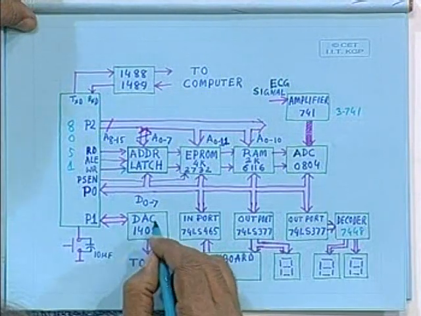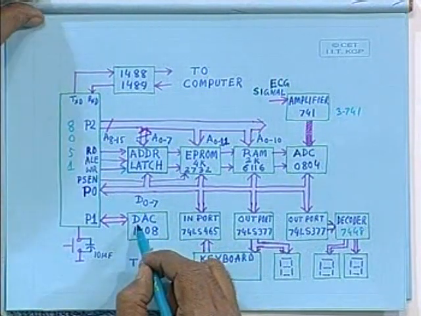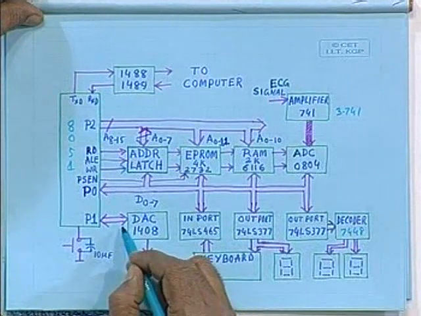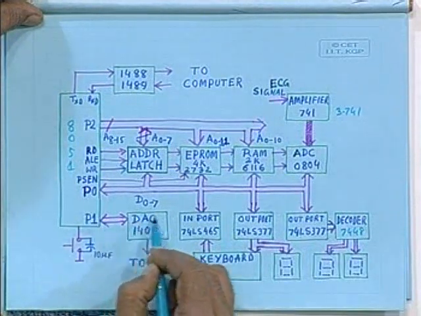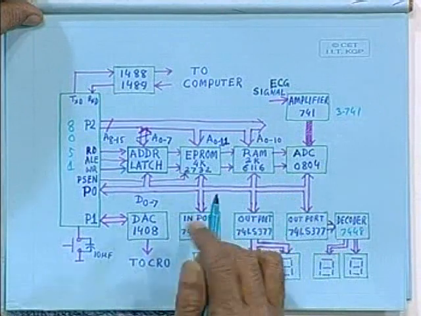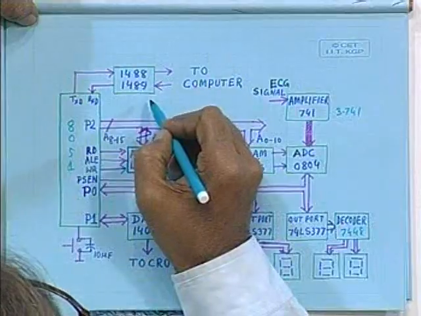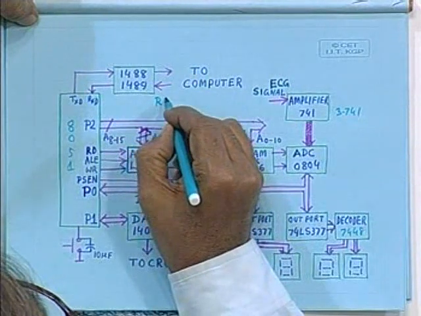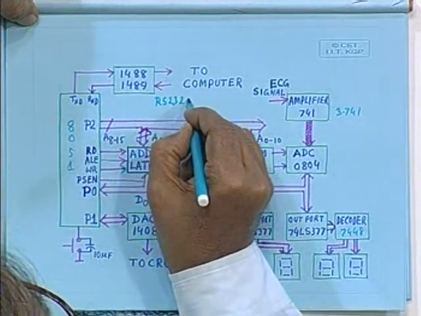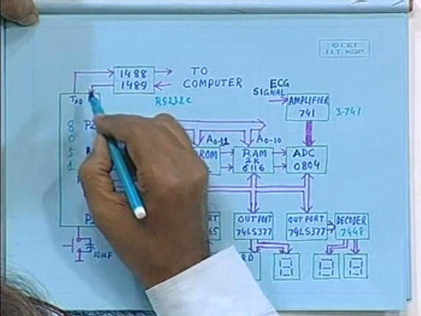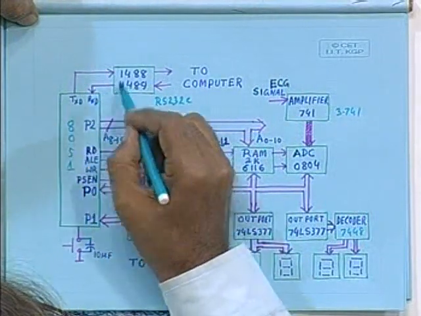We have already discussed the details of this 1408 and how it can be interfaced, so we are not going into more details. These things we have already discussed separately, like interfacing of memory, interfacing of AD converter, interfacing of DA converter, all these things. Similarly, we have already discussed how you can realize a serial port, RS232C, and using the serial lines TXD and RXD it has been implemented.